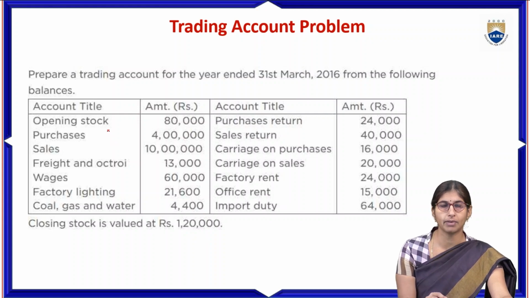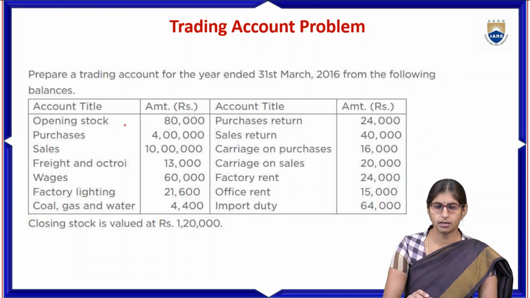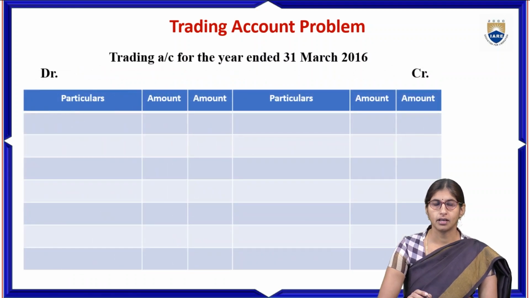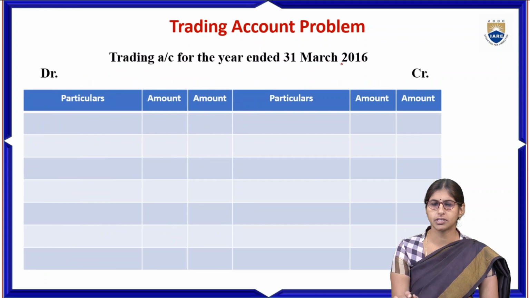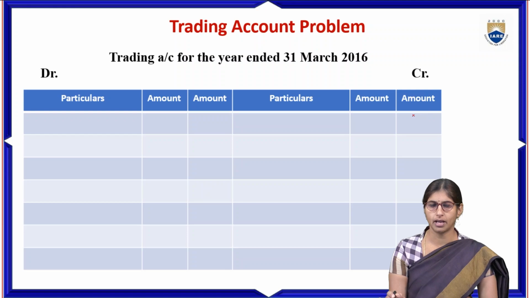So now, one by one, by looking at these ledger balances, we will prepare a trading account. The format of the trading account for the year ended 31st March 2016 is already given to us. So we have written the debit side and the credit side: particulars, amount in the inner column and outer column, and the credit side again particulars, inner column amount and outer column amount.